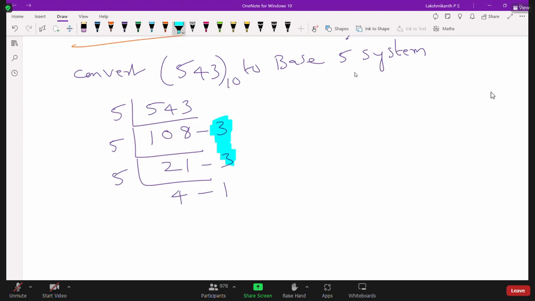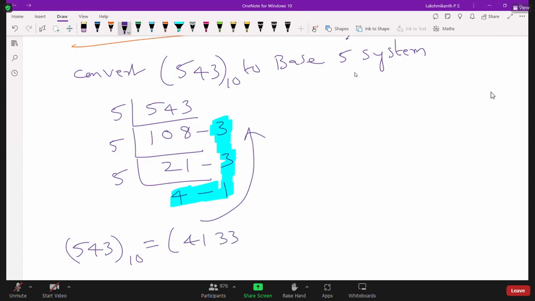Look at all these digits: 3, 3, 4, 1. From bottom to top we should write, so I can write 543 base 10 is equal to 4133 in the base 5 system. Now how can we verify whether it is correct or not? We can verify by converting base 5 back to the base 10 system.